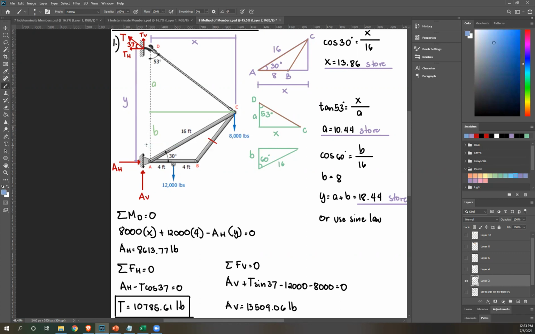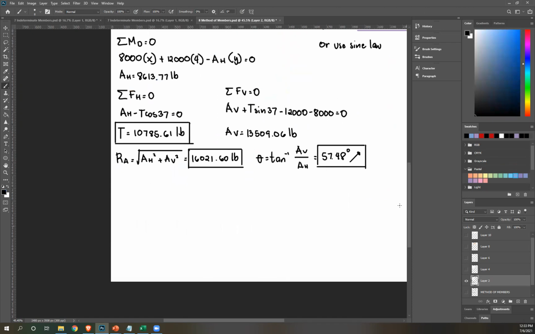We'll use a cutting plane along this area, right? And then I'm gonna isolate the bottom section. I've only cut through AC, which is also a 2-force member, and BC, which is also a 2-force member. And it's not more than 3 members, so therefore I can use that method. Okay.